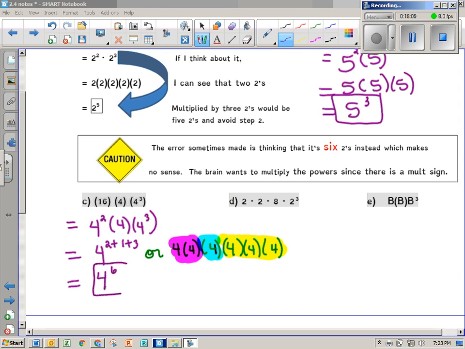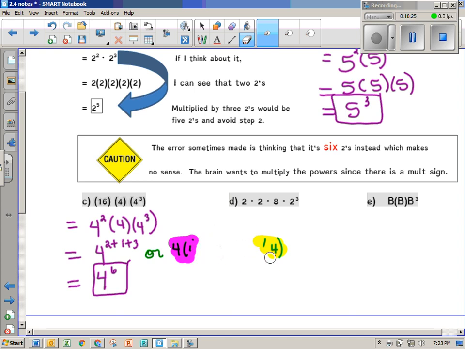If it wanted us to evaluate or simplify, we would actually multiply 4 by itself 6 times, which would not be a very pleasant task. But fortunately, we don't need to do that. Okay, let me erase this part right here so I have room to do the next problem.